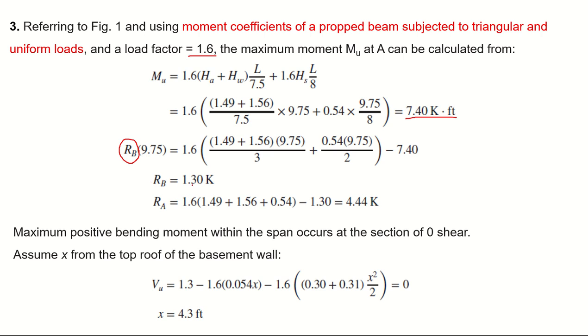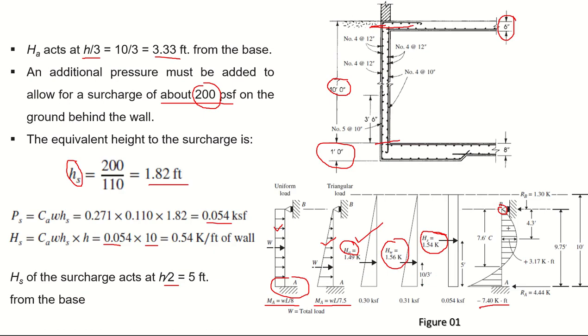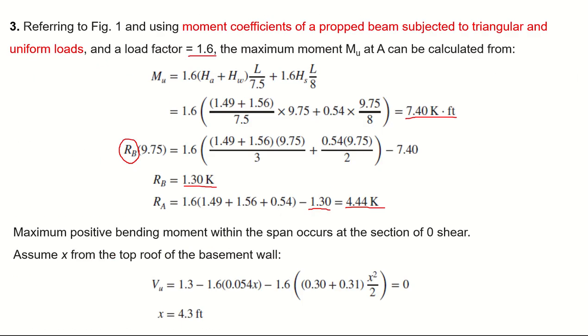So RB will be equal to 1.3 kips and RA will be equal to, just multiply them and we will get and deduct the RB from it. So we will get the RA value 4.44 kips. Now the maximum positive bending moment within the span occurs at the section of zero shear. So assume X from the top roof of the basement wall. This is the top roof, right?